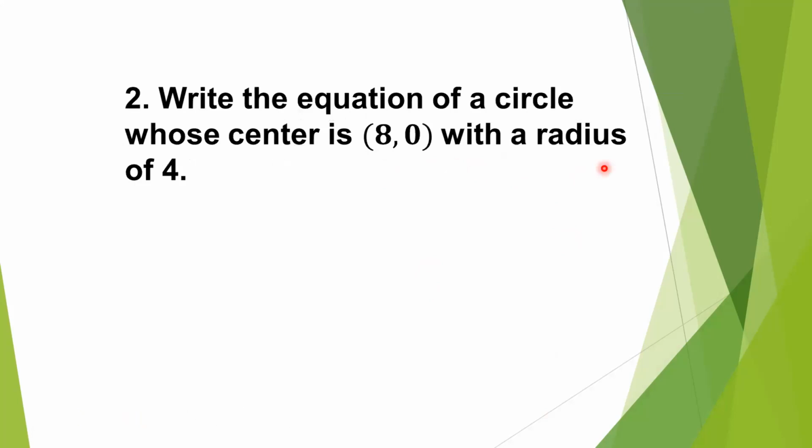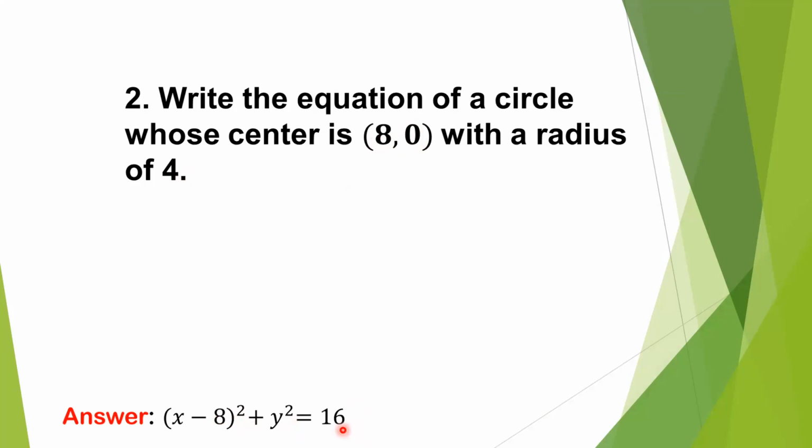Okay. For number 2 question, write the equation of a circle whose center is (8, 0) with a radius of 4. Okay. Equation, we're after the equation of a circle. So the answer will be (x minus 8) quantity squared plus (y minus 0) squared equal to 4 squared, which is 16.